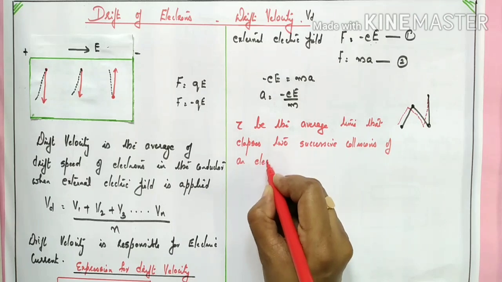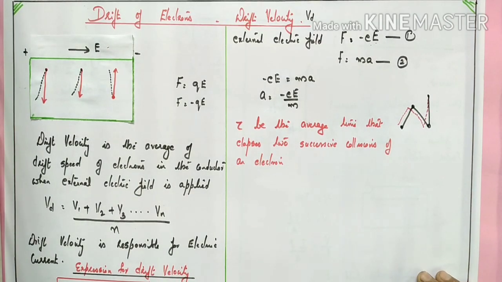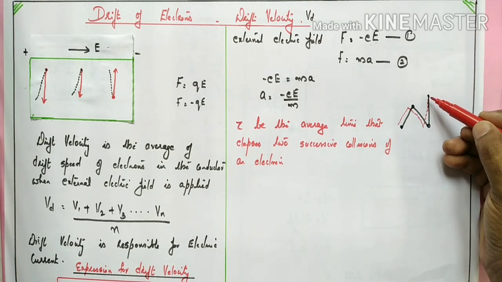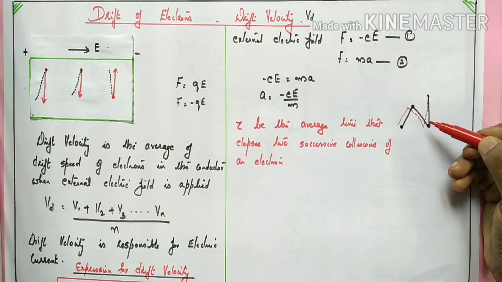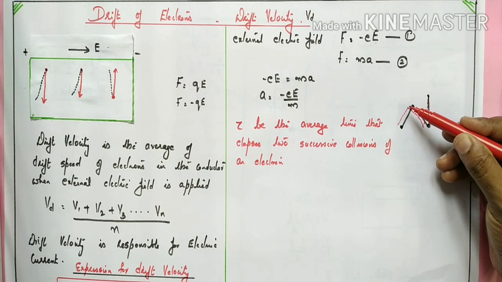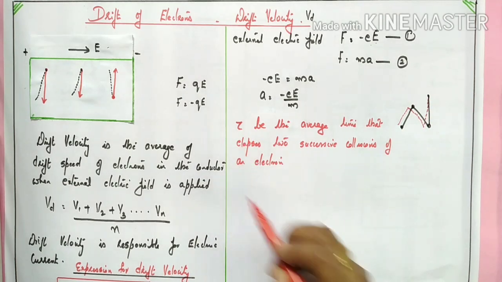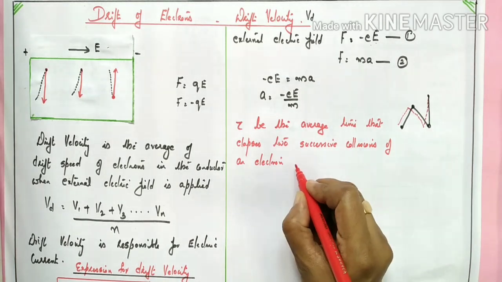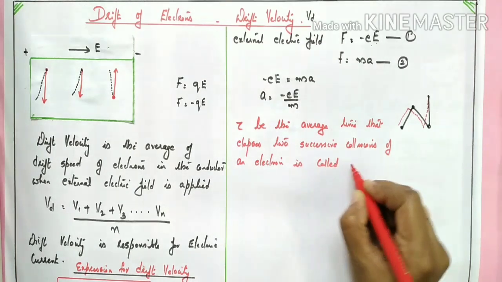Collisions of an electron. Let tau be the average time between two successive collisions. For example, say this electron collides with this electron. The time taken for this collision is tau. And the time from this collision to the next collision, let it also be tau. So the average time is called tau, which is called the relaxation time. The time between successive collisions of an electron is called the relaxation time.